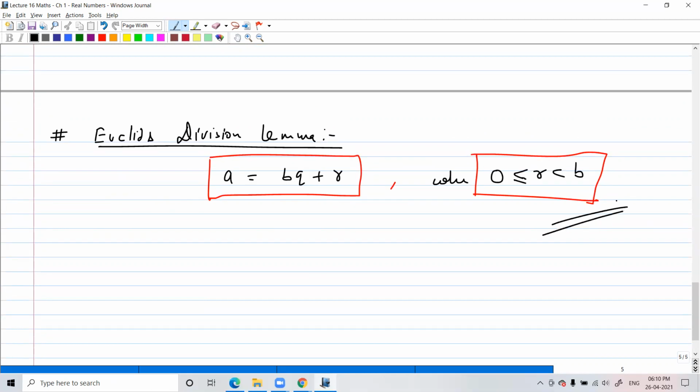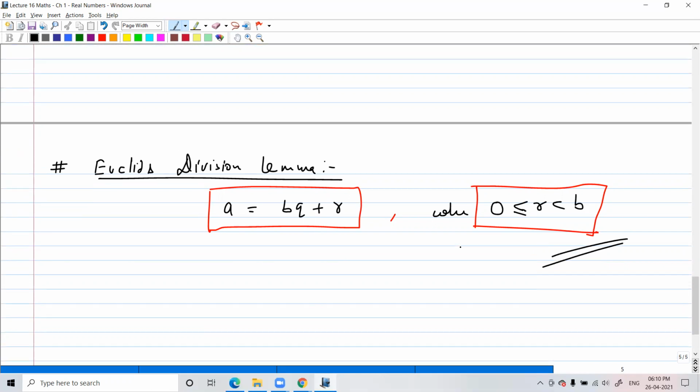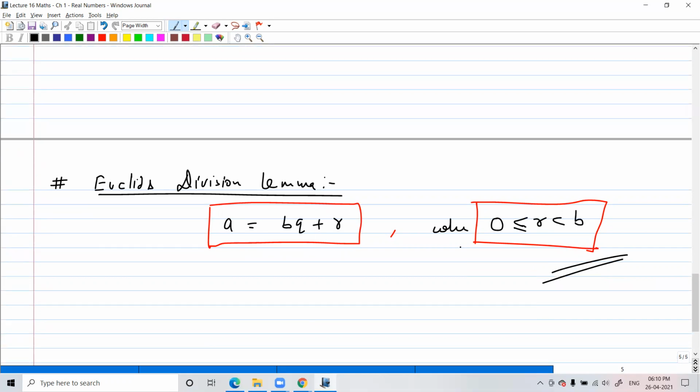That's it for today. You just have to be very sure about understanding this idea that any number A can be represented in the form of BQ plus R, where B is the divisor, Q is the quotient, and R is the remainder, and R has to be always less than B, and greater than or equal to 0.